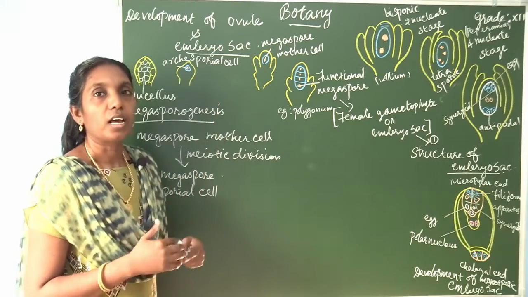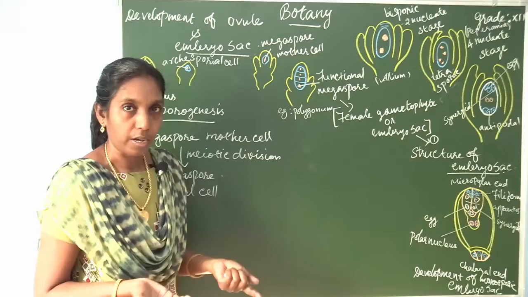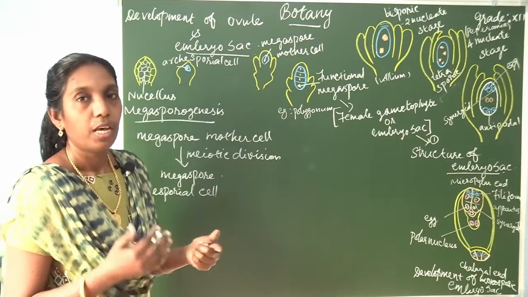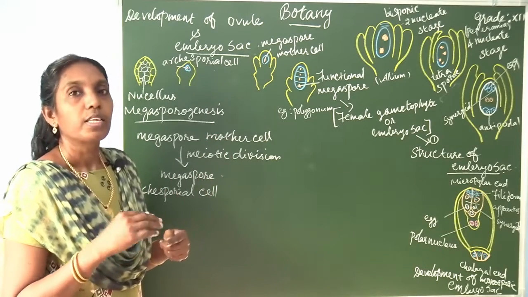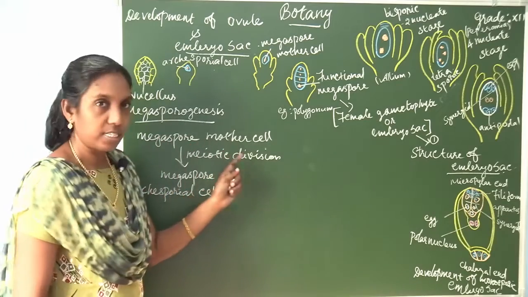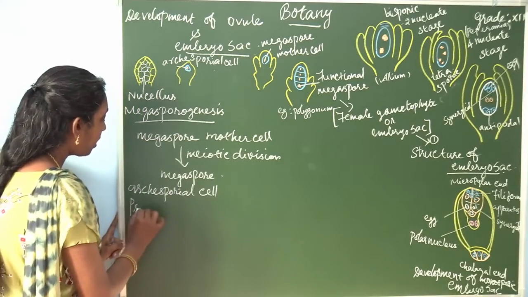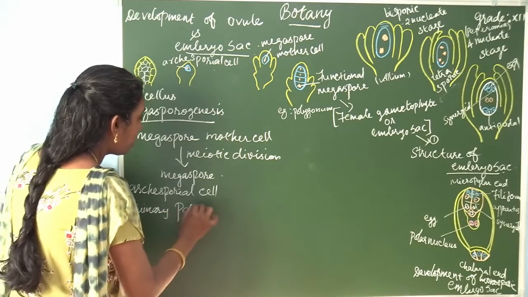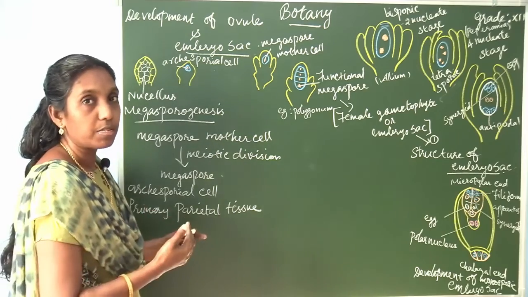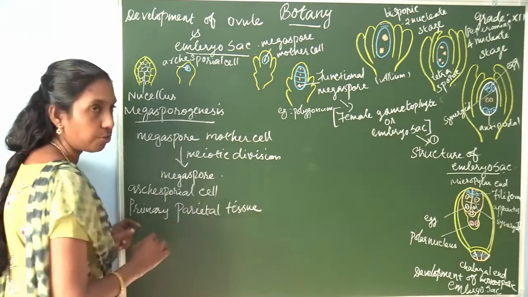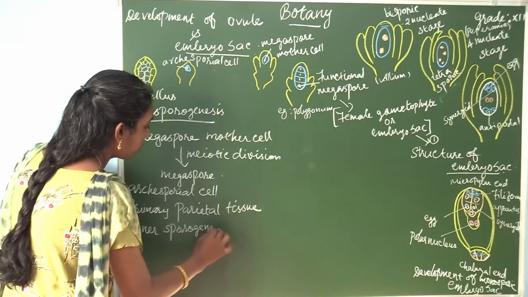This archesporial cell either directly functions as the megaspore mother cell, or it undergoes divisions. When it undergoes divisions, the outermost cell forms the primary parietal tissue, and the innermost cell forms the primary sporogenous tissue.